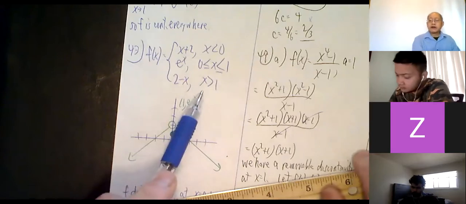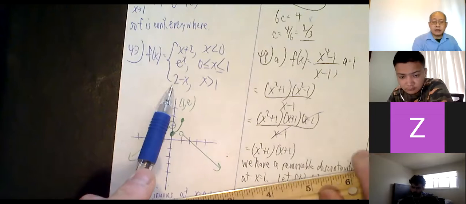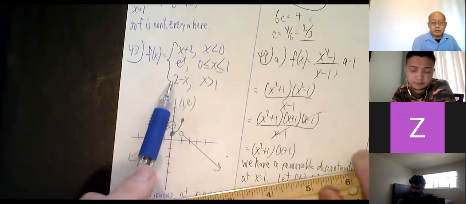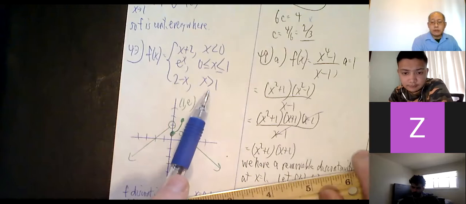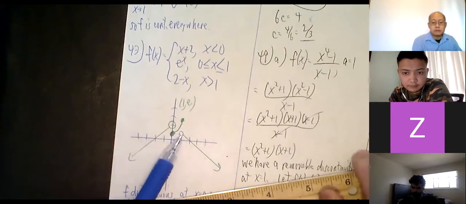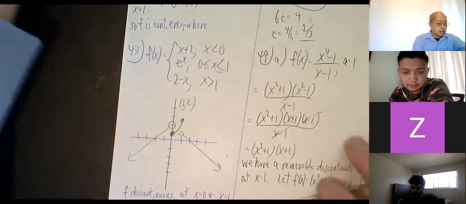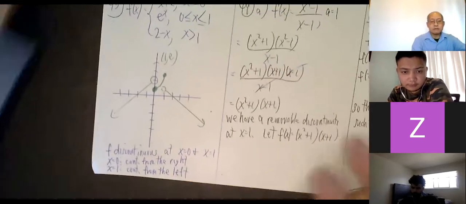And then for x greater than 1, 2 minus x. That's linear, a straight line, slope of -1, y-intercept of 2. Now what do you get when you plug in 1? 2 minus 1 is 1, so open circle. Slope is -1, so it falls at a 45-degree angle. All right, so there's the graph.